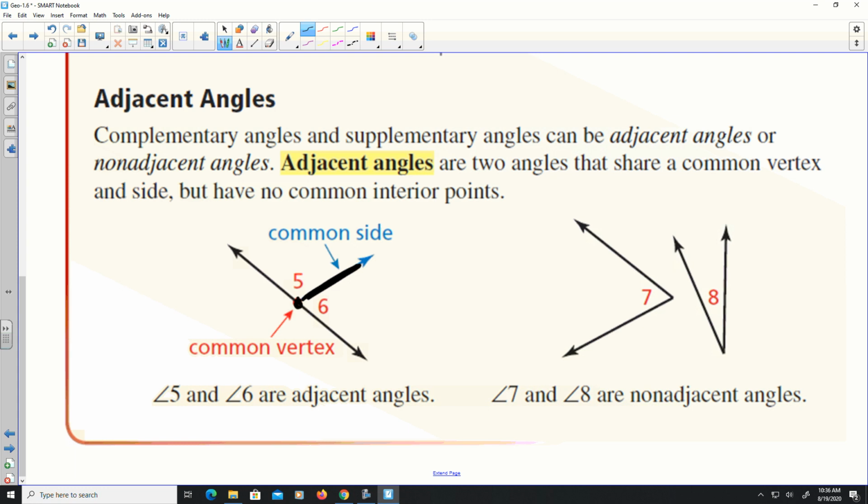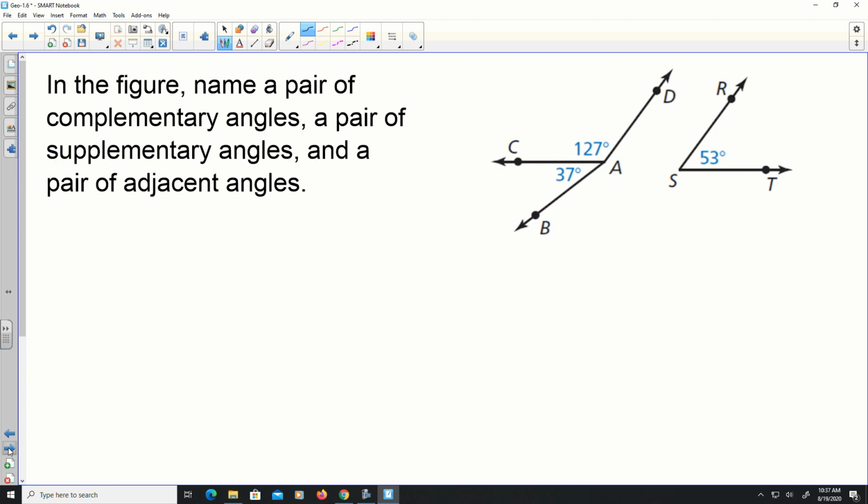So you have to ask those two questions. Does it have a common side? Does it have a common vertex? If you can answer yes to both of those questions, they are adjacent. Angle 7 and angle 8 are non-adjacent angles, because do they have a common side? No. Do they have a common vertex? No. So it's no for both of them. It has to be yes for both things for it to be adjacent.